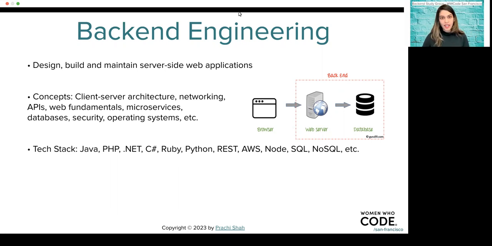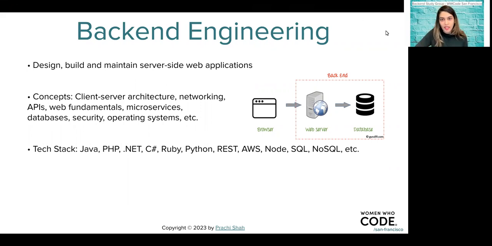Some of the concepts that are a part of backend engineering or overlap with this domain are knowledge of client-server architecture, networking, APIs, web development fundamentals, microservices, databases, security, operating systems, etc. There is a big list. Some of the technologies that would be considered backend side would be Java, PHP, .NET, C#, Ruby, Python. On the API side, REST; cloud would be AWS. Backend framework would be Node, and databases would be SQL, NoSQL.